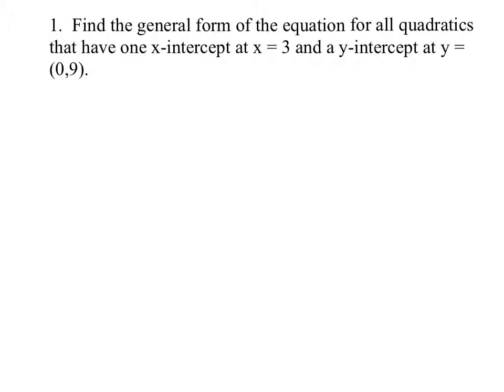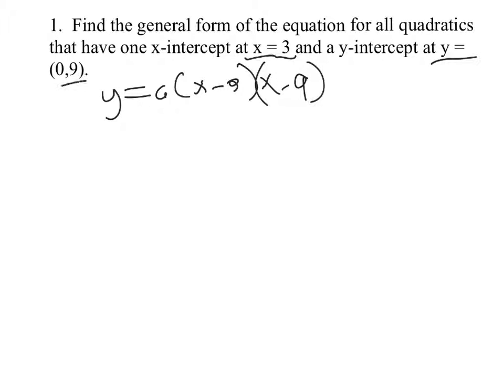All right, since we know that we have an x-intercept at x equals 3, we can set up the general equation as y is equal to a times (x minus 3) times (x minus q). We also know that it passes through a point. Since we have a y-intercept at (0, 9), we know that it passes through the point (0, 9), which means we can say that y is equal to 9 when x is equal to 0. So we end up with this.